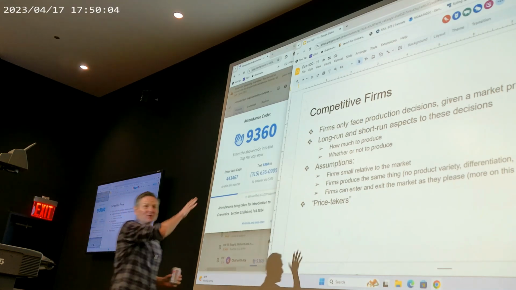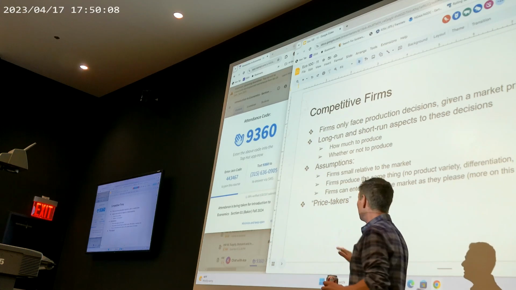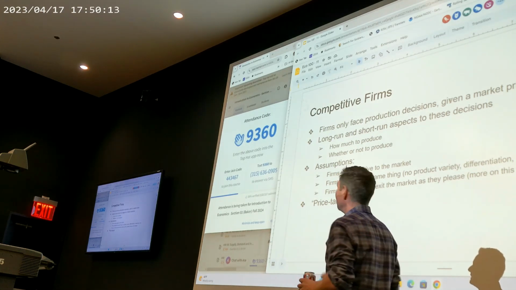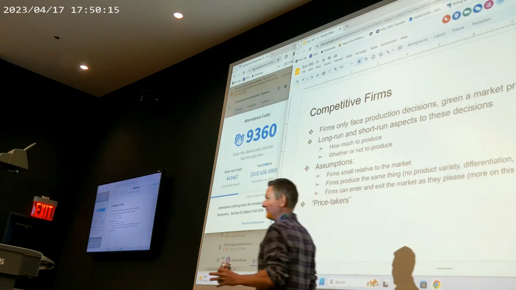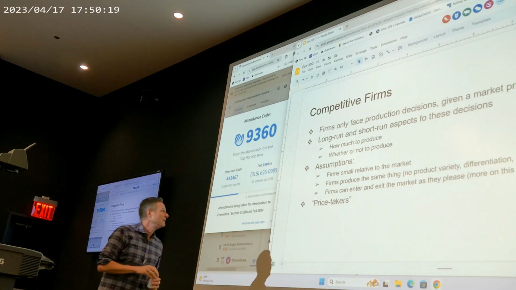Okay, and so we boiled this down to really two related decisions, which involve production, right? Firms decide how much to produce and whether or not to produce, and that's really it, right? No advertising, quality, R&D, none of that stuff for now.